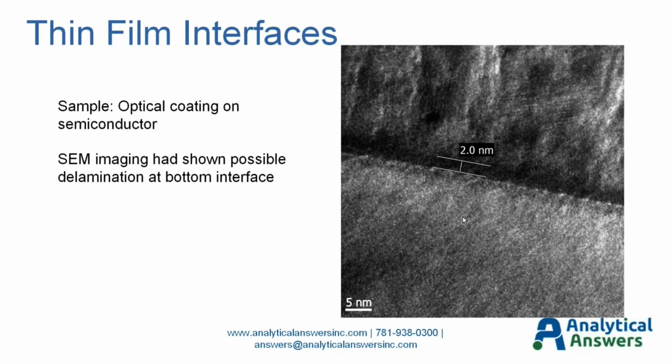This is a sample that's an optical coating, again on a semiconductor substrate. When we had done some initial work on this in the SEM, it looked like there may be some possible delamination at the bottom interface between our coatings and the substrate. And so we then went ahead with a TEM analysis to look at that in greater detail.